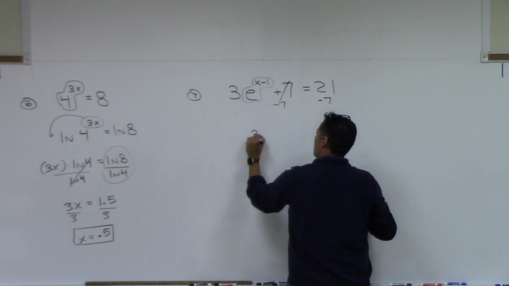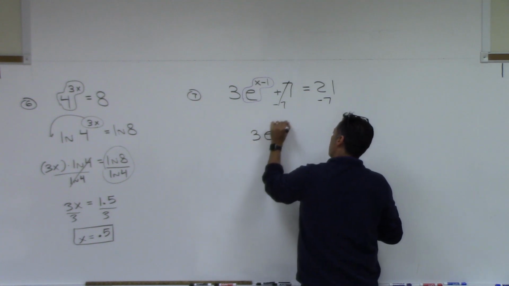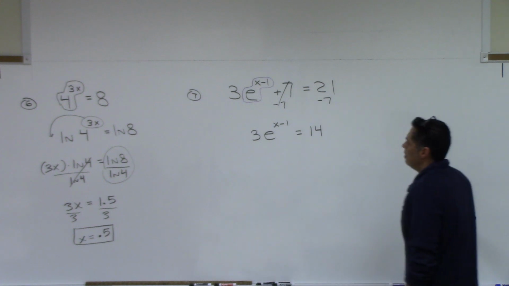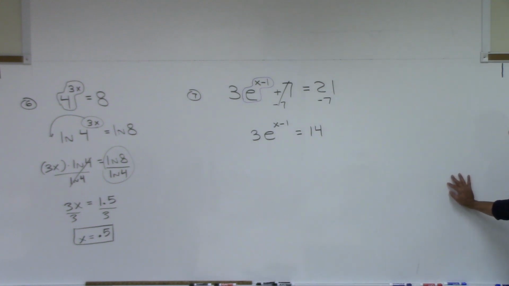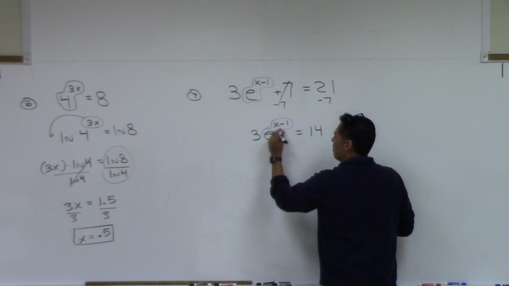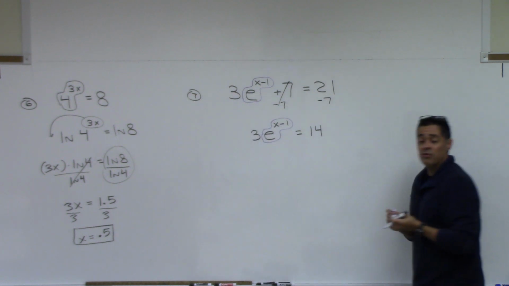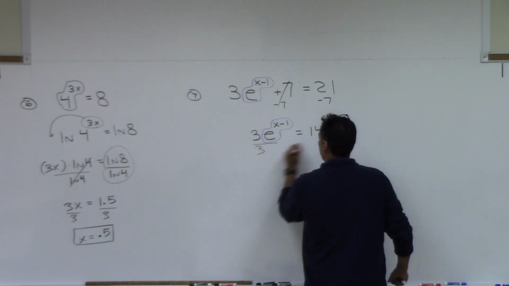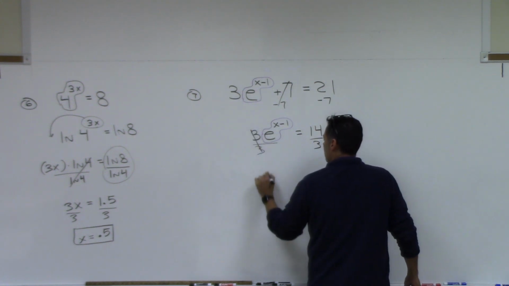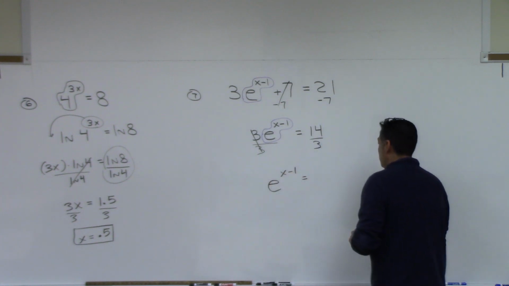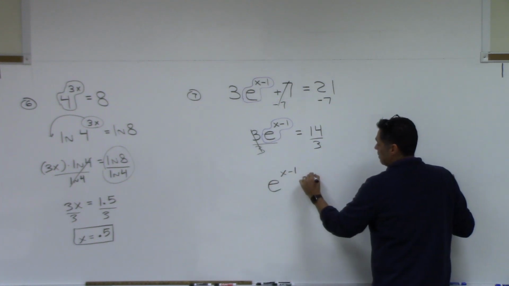Gone. We get 3e to the x minus 1 equals 14, right? Okay, it's almost by itself. Not yet, though, right? We have a 3 that's being multiplied in front of it. So to get rid of that multiplication, we have to divide both sides by 3. So divide by 3, divide by 3. You get e to the x minus 1 equals, okay, that's going to be 4.6.